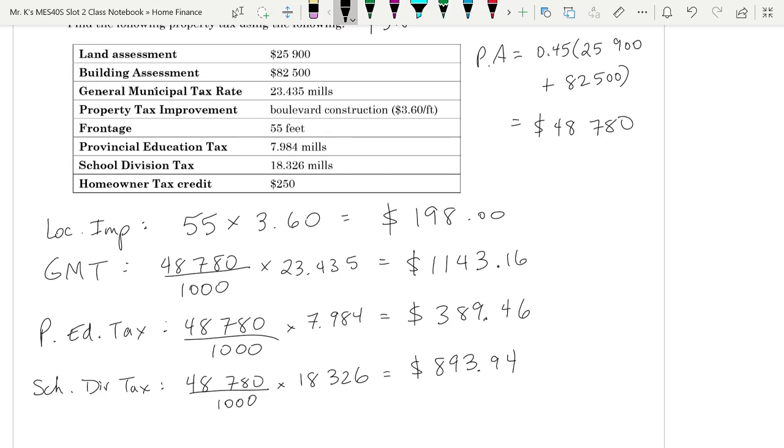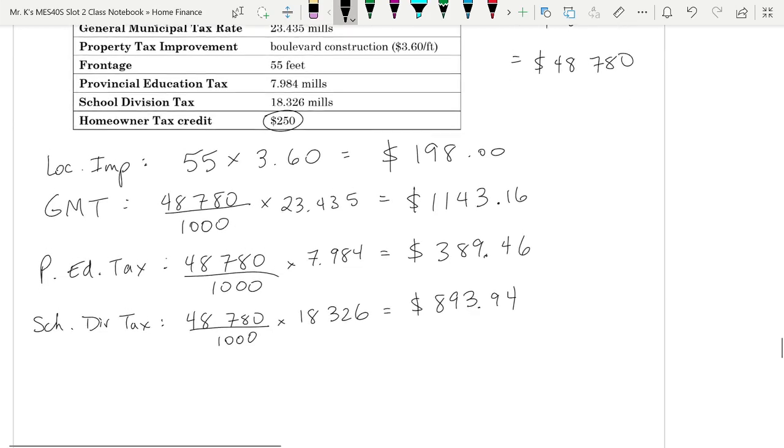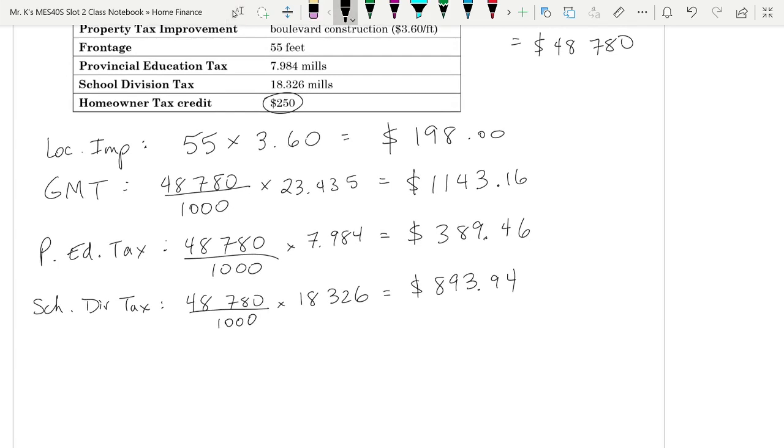And, oh, this person has a credit too, $250 credit, which means calculate this tax, but subtract the fact that they get back $250 as an incentive to own a house in that neighborhood. So let's see. Add those four numbers and minus 250, and you get a property tax bill of $2,374.56. And that's pretty normal.